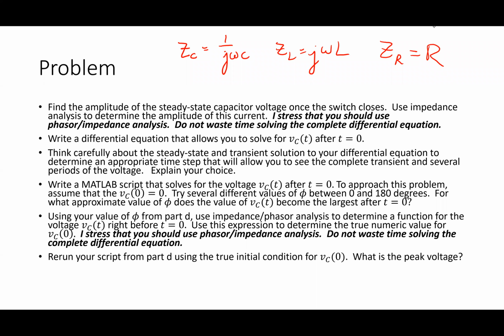Start my recording again here. So the problem here, basically, is just like problem one. I want to find the amplitude of the steady state capacitor voltage once the switch closes. All right, use impedance analysis to determine the amplitude of this current.